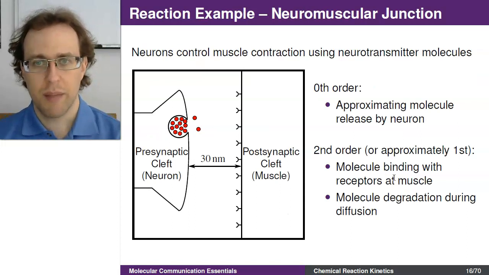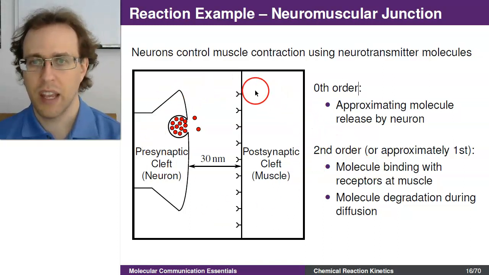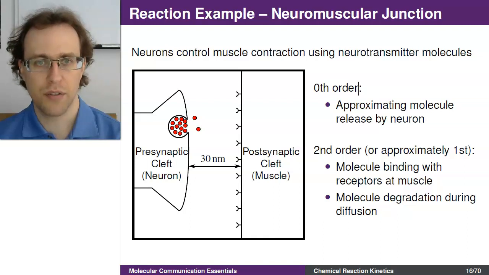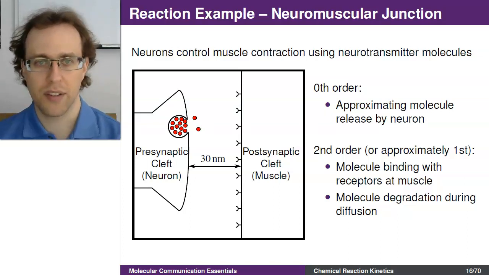Just to give you some biological examples of these reactions, I've chosen a representative biological environment where we see examples of all 3 of the orders that I discussed. What we have here is a diagram representing the neuromuscular junction, which is essentially a space between a neuron and a muscle cell, and neurons are able to send signals to muscle tissue in order to trigger muscle contraction.